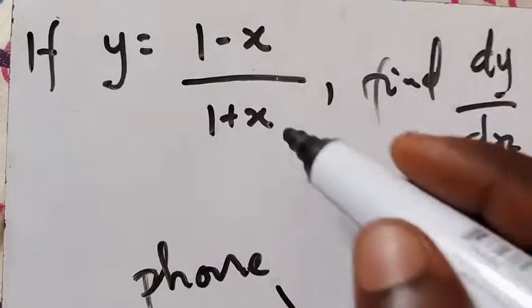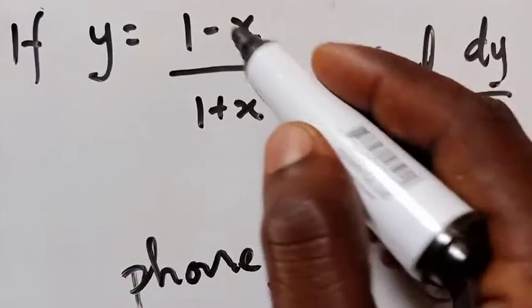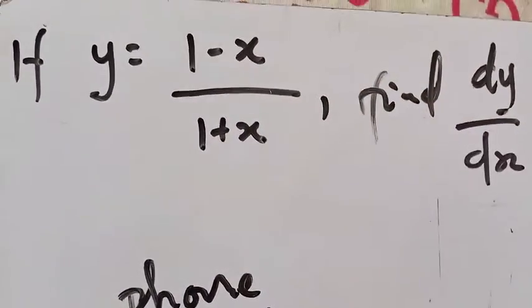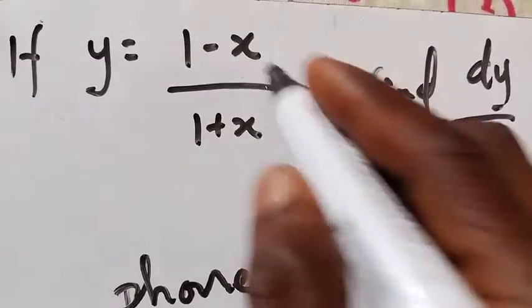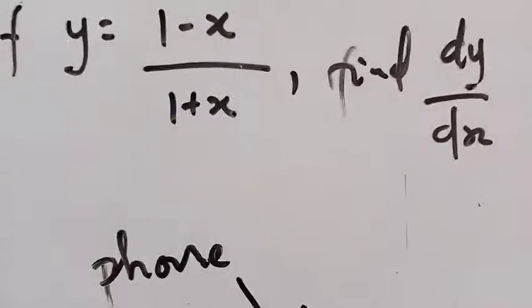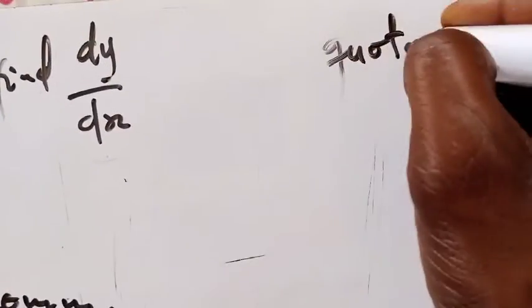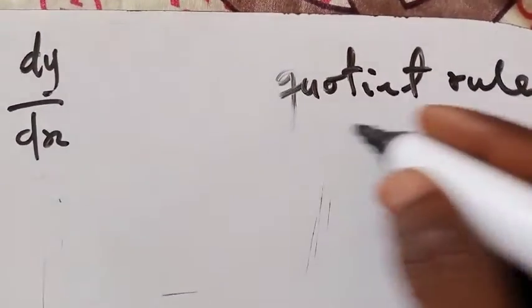So here, based on the function given to us, that is the most important thing. You have to know the type of function that we are dealing with. That can help you to use the right tool to solve this type of problem. So which tool are we going to use here? The tool here is what we call the quotient rule, right? This is what you are going to use in solving that.